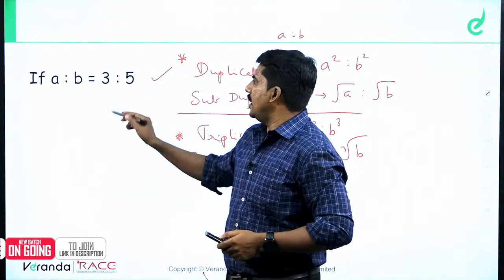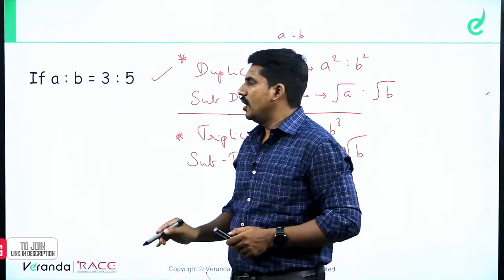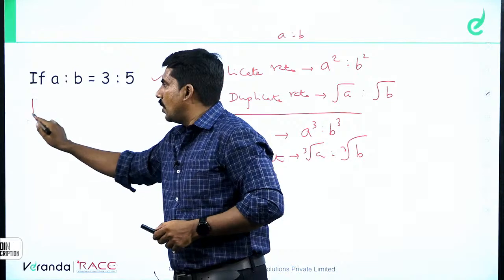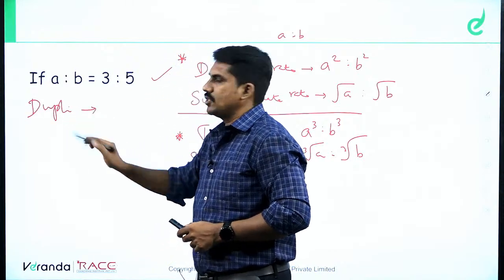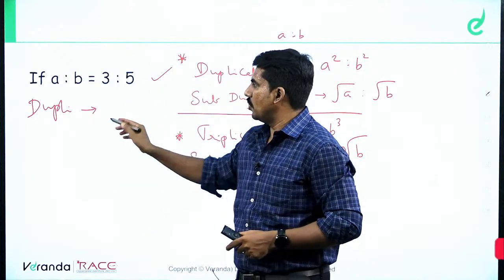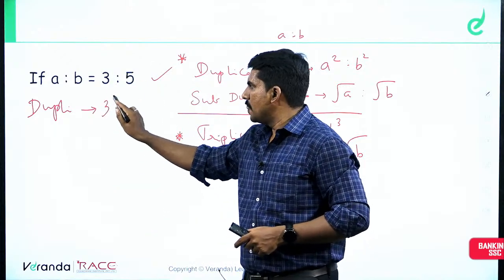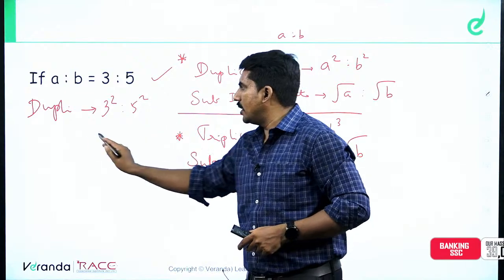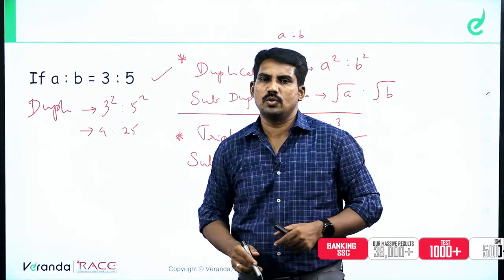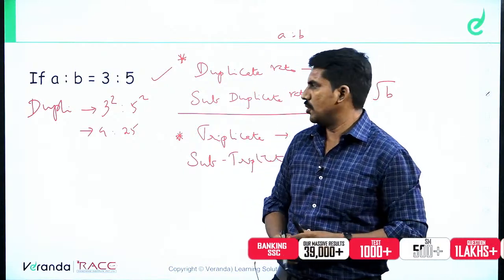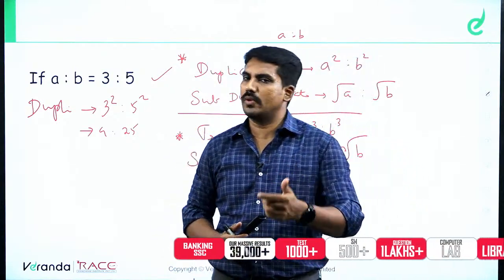Now, if A is to B, 3 is to 5 given. What is duplicate ratio of A is to B? Duplicate means square the value. Therefore, we can say 3 square is to 5 square. What is 3 square? 9. 5 square, 25. Right? 9 is to 25. That's all. This is duplicate ratio. Whatever value is given, duplicate means square the value.